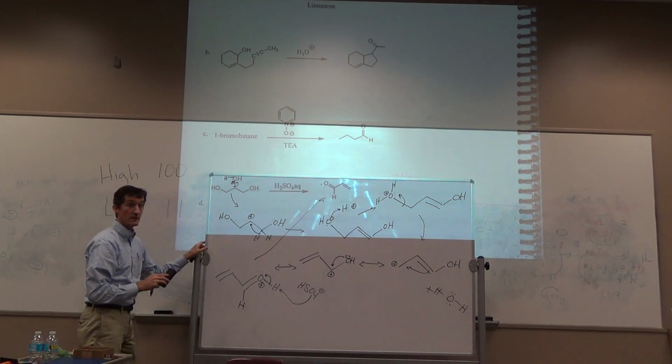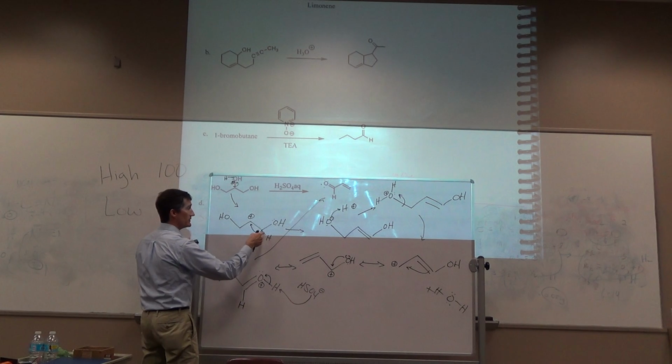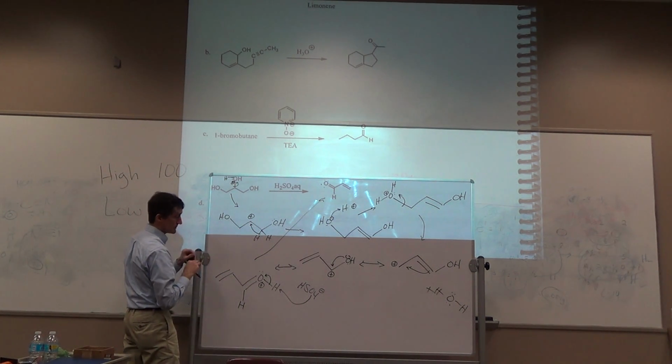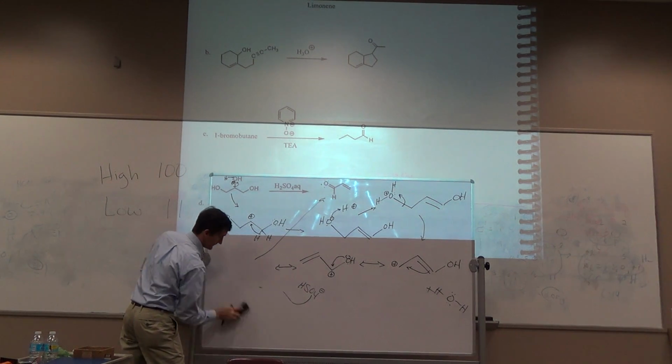Okay. I mean, there may be another mechanism. Let's do a hydride shift. Not have something take the H, but shift it over. Yeah. I'm going to erase this, I think.